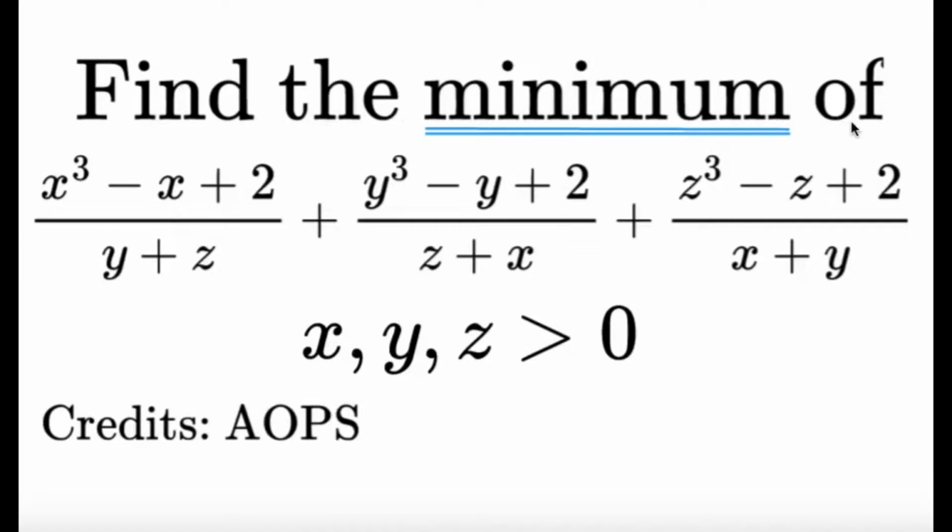Find the minimum value of (x cubed minus x plus 2) over (y plus z), plus (y cubed minus y plus 2) over (z plus x), plus (z cubed minus z plus 2) over (x plus y), where x, y, and z are positive real numbers. Credits to the Art of Problem Solving community for this item.